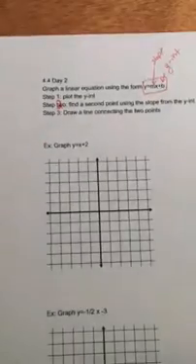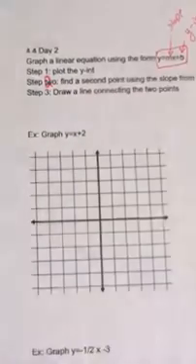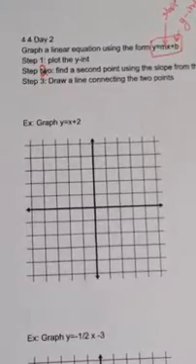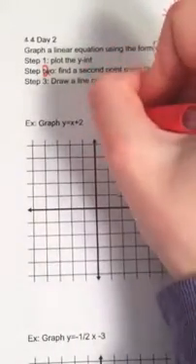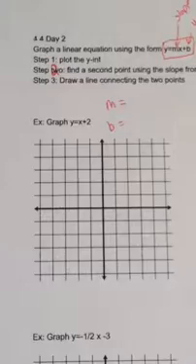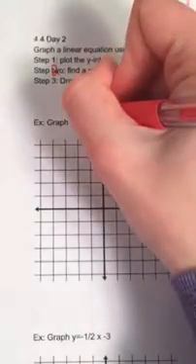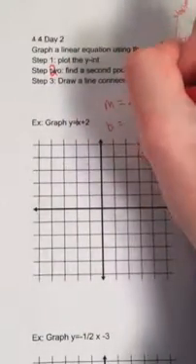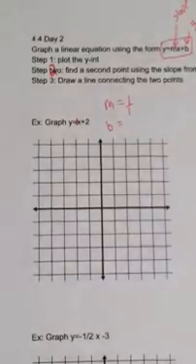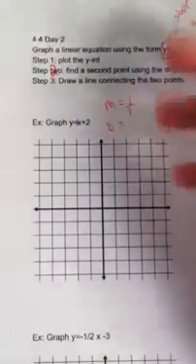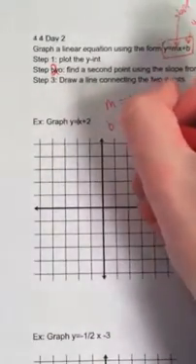So if I look at this first graph, it says y equals x plus 2. So what is my slope and what is my y-intercept? Okay. Remember, the slope is the number in front of x, and since there's no number, it's just 1 over 1. So rise over run. And then my y-intercept is 2.